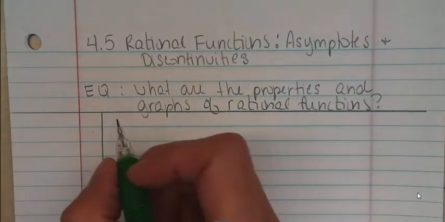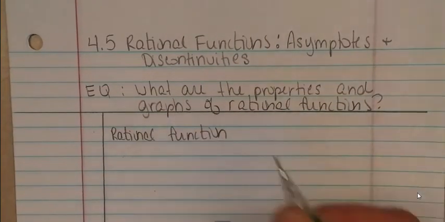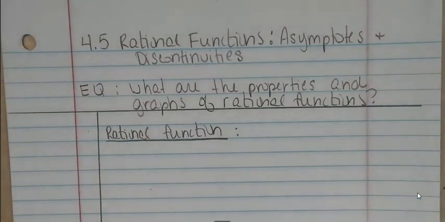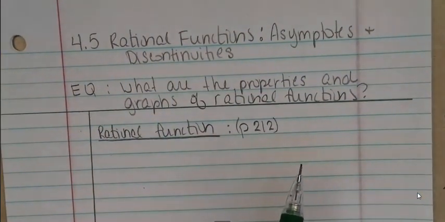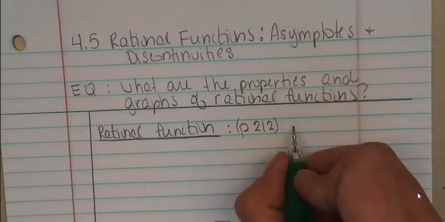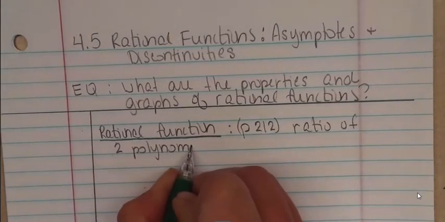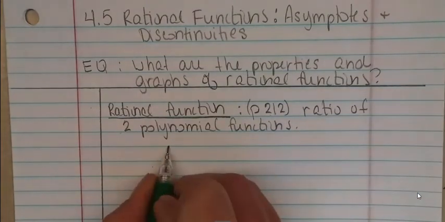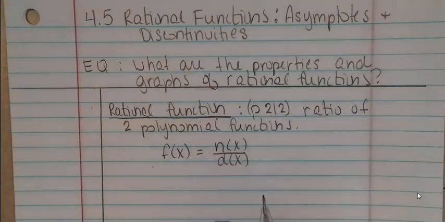So what is a rational function? We talked about these last year. It's basically exactly what we talked about last year, and this is from page 212. I think the definition I'm going to give you is a little bit clearer, and basically it's a ratio of two polynomial functions. So we could say something like f of x is equal to maybe n of x over d of x, right? Where your numerator is a polynomial function and your denominator is a polynomial function.